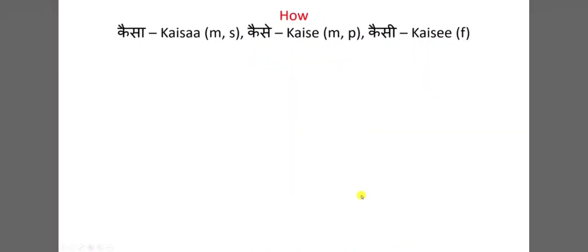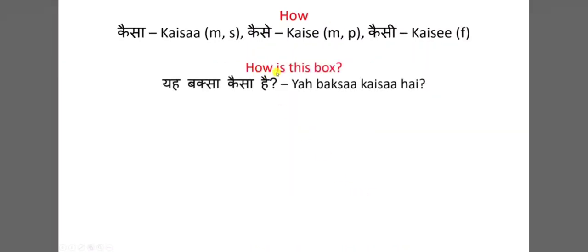Next, how. How is this box? यह बक्सा कैसा है? यह is this, बक्सा is box, कैसा is how, है is. Since box, baksa, is masculine and singular, we have used kaisa for how.